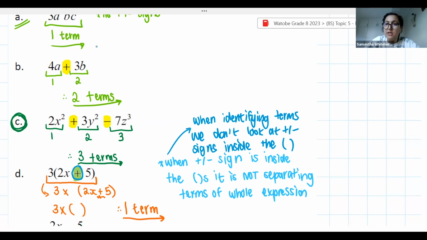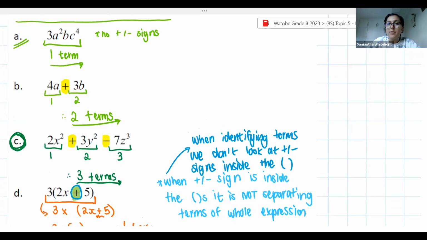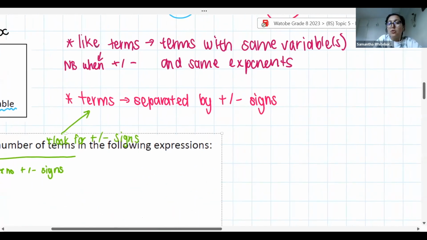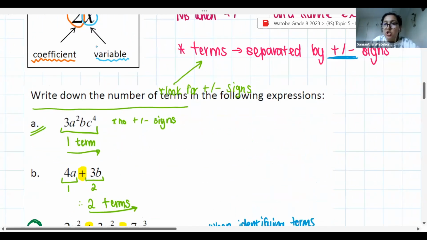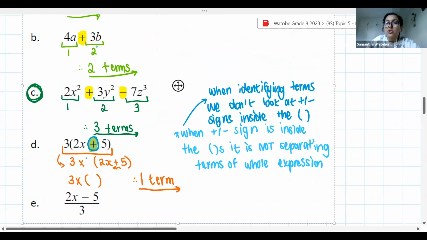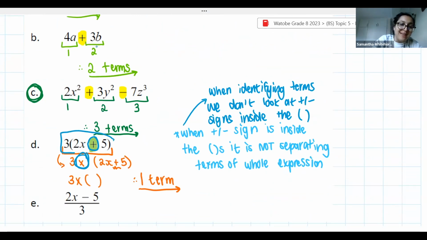This expression is a product. It is 3 times the bracket. Now, remember we said terms are separated only by plus or minus signs. Because this is a product, because this is 3 times the bracket, that times does not separate terms. And so because it doesn't separate terms, I actually have one entire term that I'm working with here. And so that's why I've said I have one term.